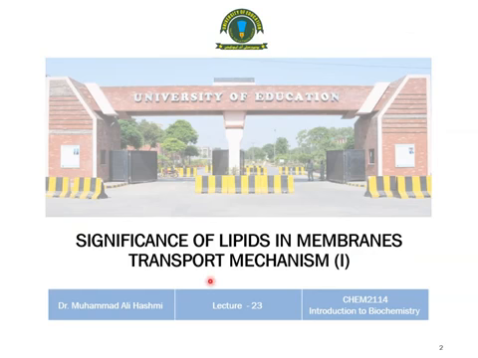In the previous lectures we learned about the significance of lipids in membranes, and then about the fluid mosaic model of the membrane structure. So this lecture is just the continuation of those topics, and it will explain which mechanisms are involved in the transport of materials across the membranes.